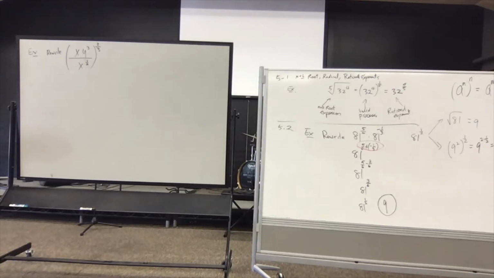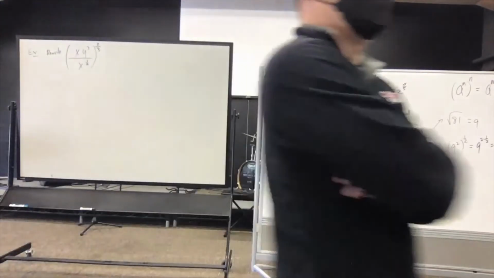This is a fairly simplified expression. Okay? You have x and you have y and you have all the math in the numerator and denominator. How can you just get one x and one y?